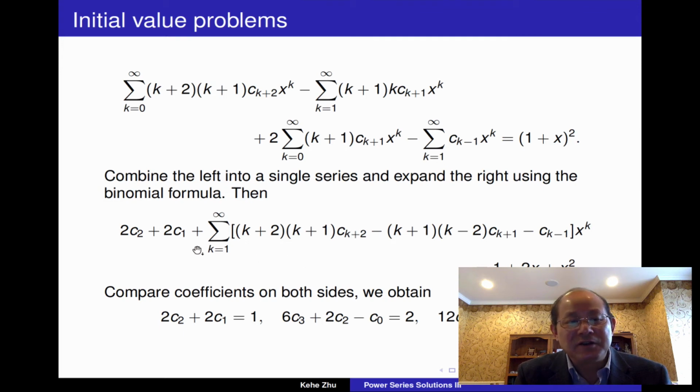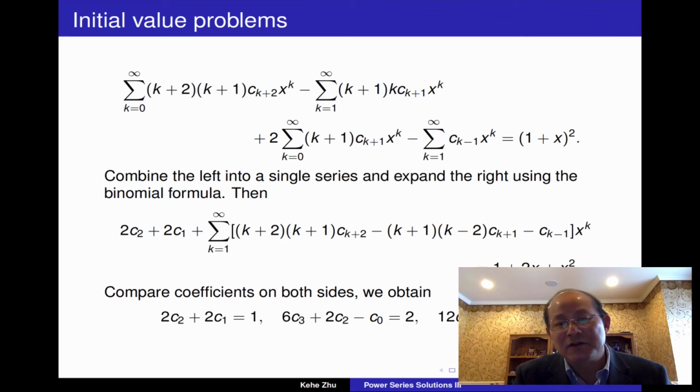Okay, so the constant term on the left is 2c2 plus 2c1. The constant term on the right is 1, so I get this. And then the coefficient of x on the right side is 2, that's the 2 over here. And the coefficient of x on the left, that's when k is equal to 1, when you have x. When k is equal to 1, you calculate the numbers over there, you get this: 6c3 plus 2c2 minus c0. That's this whole thing when k is equal to 1. The coefficient of x has to equal 2.